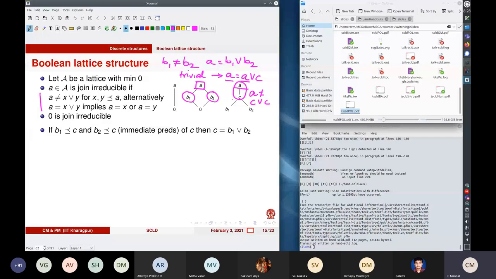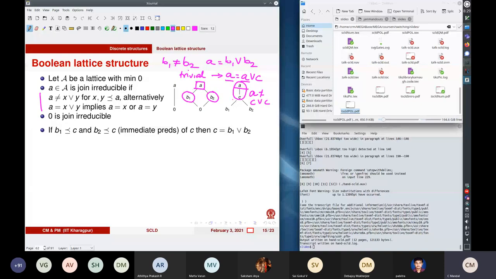In other words, if A is join irreducible, and you express A as a join expression, then one of the elements has to be A. You cannot have it otherwise. So that is an example, and that is what is meant by join irreducible. Now 0 is always join irreducible. The minimum element of a lattice is always join irreducible.